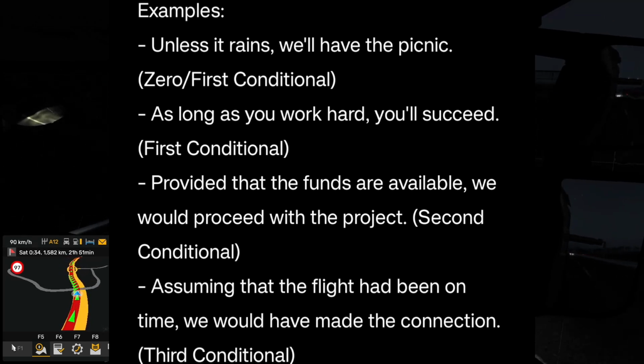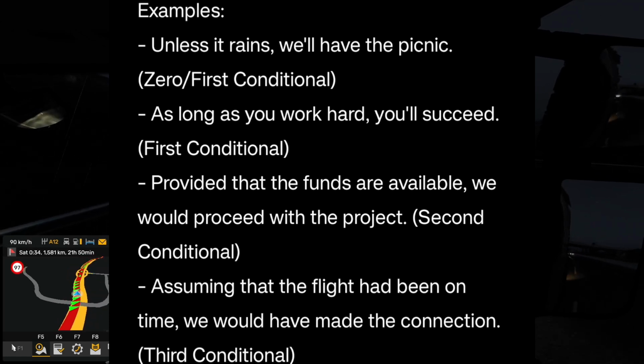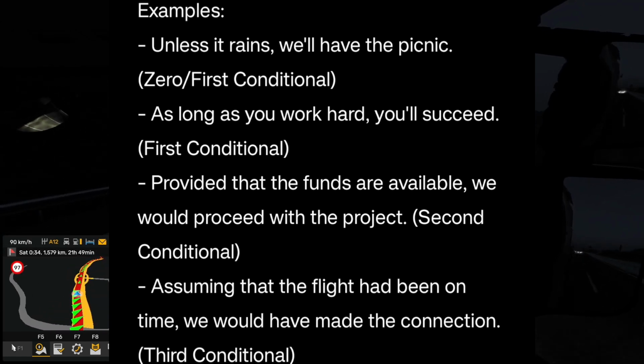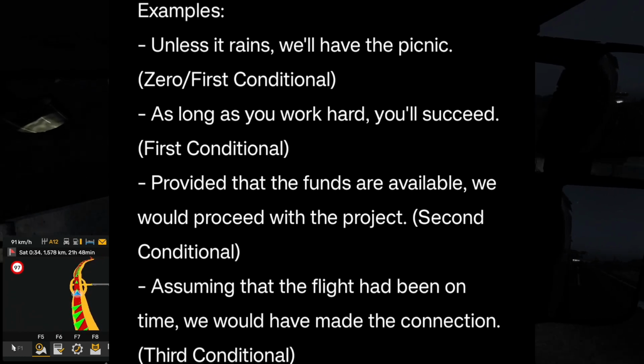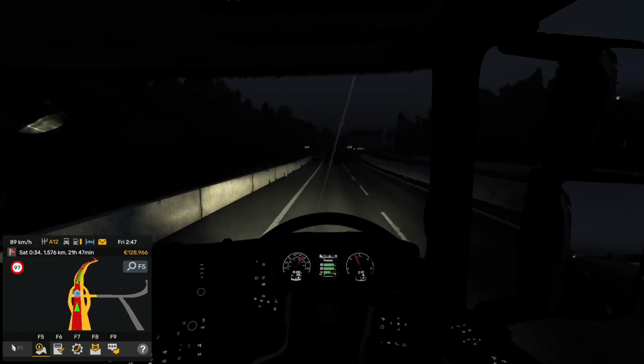Provided that the funds are available, we would proceed with the project. Second conditional. Assuming that the flight had been on time, we would have made the connection. Third conditional. These alternatives can add variety to your English and help you express conditions more precisely in different contexts.